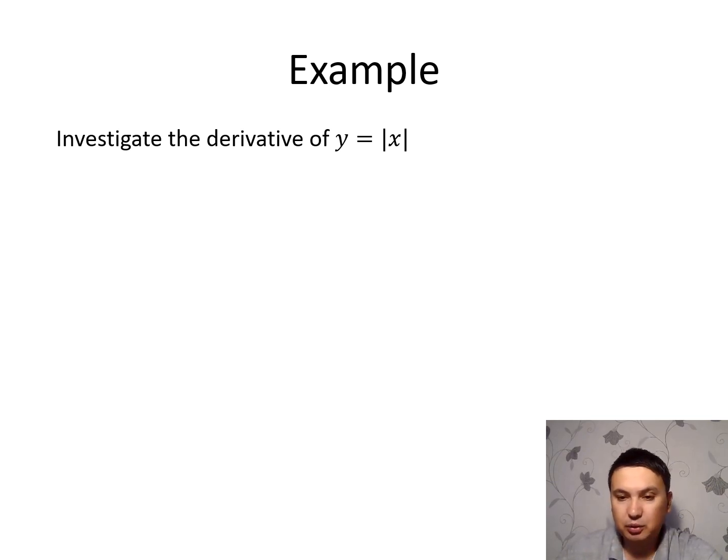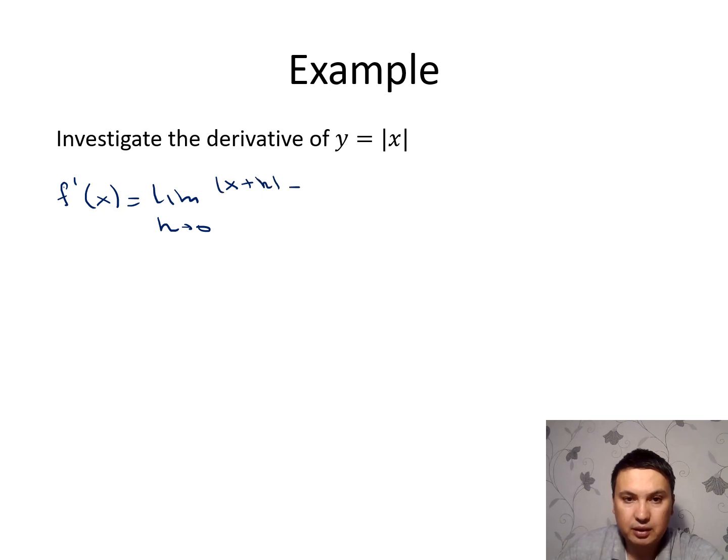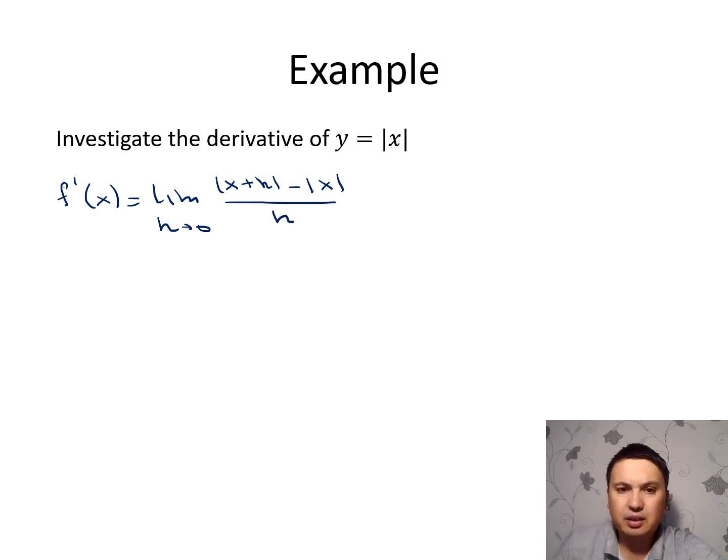It said investigate the derivative, so it means I need to again take x to be arbitrary. So I can say f prime of x is the limit as h goes to 0 of absolute value of x plus h minus absolute value of x, divided by h. Now, how do I handle the absolute value of x plus h minus the absolute value of x? Do they cancel out, etc., right?